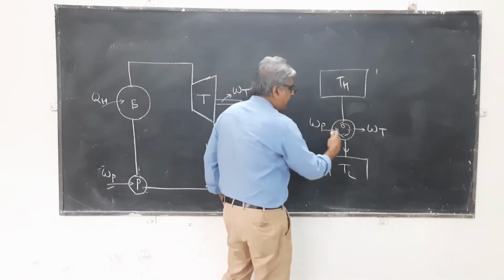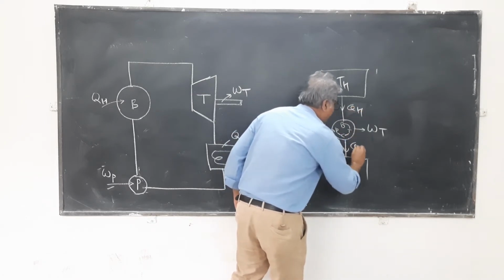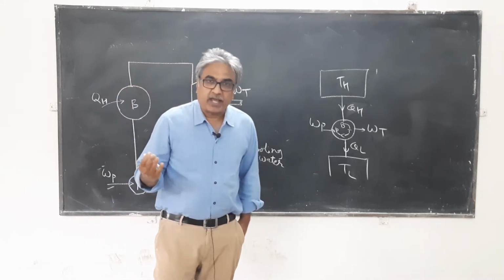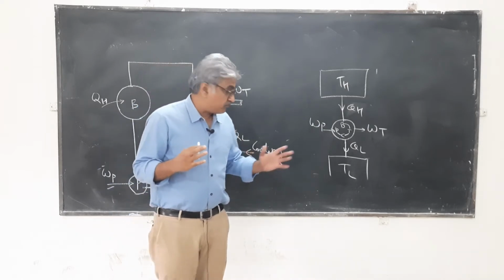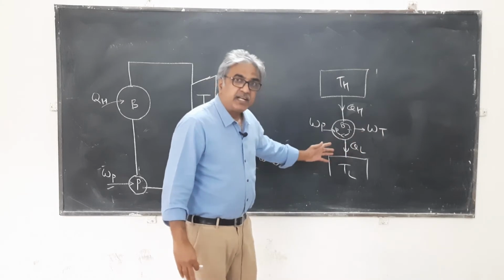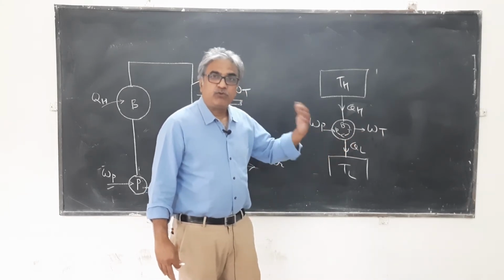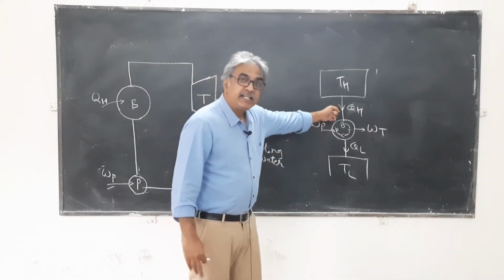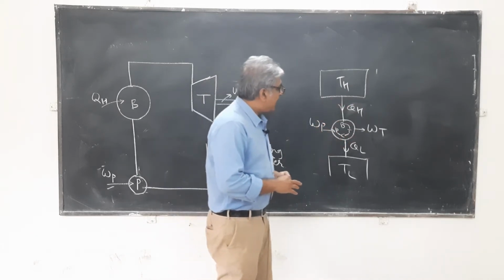So, here a cycle is completed, right. Heat QH is supplied here, QL is rejected. So, this is a heat engine, okay. Now, the efficiency of this heat engine is W net upon heat supplied, right. What is W net? WT minus WP, upon heat supplied, QH. That is the efficiency, okay.